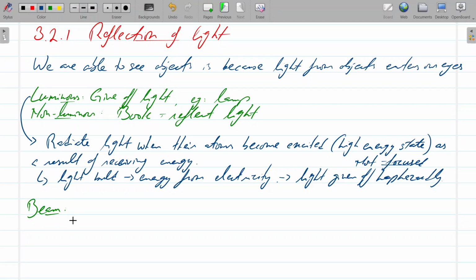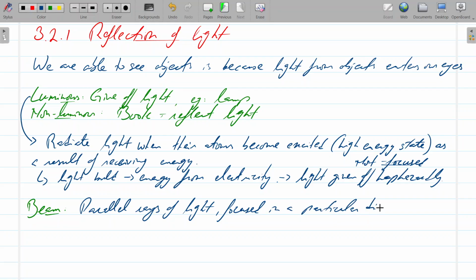So a beam is, in fact, parallel rays of light focused in a particular direction. An example of a beam is a laser. And lasers are widely used.